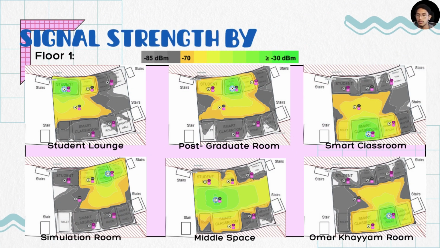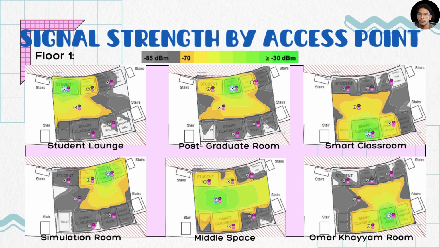Okay, this is the result of the signal strength of each of the access points on floor 1. The first access point is in the student lounge, because it is a hotspot for students, as many students go there to do their assignments or group work. And then one at the postgraduate room, for ease of use for the staff to do their work.